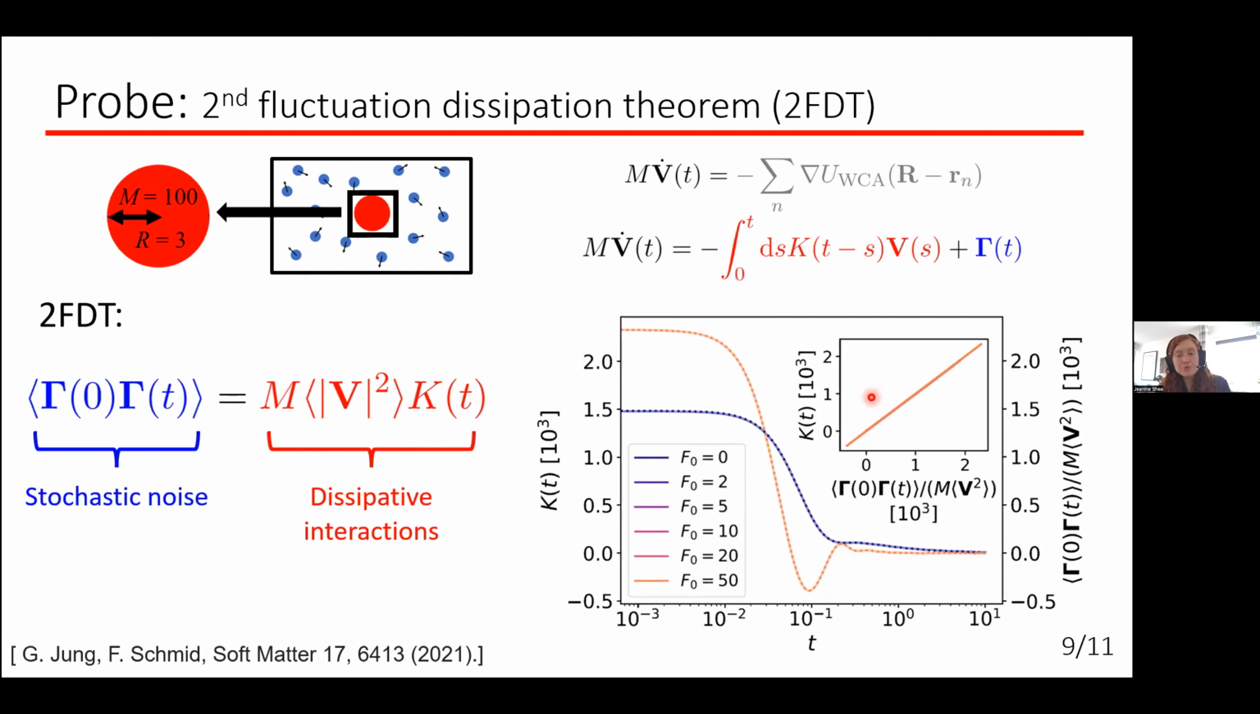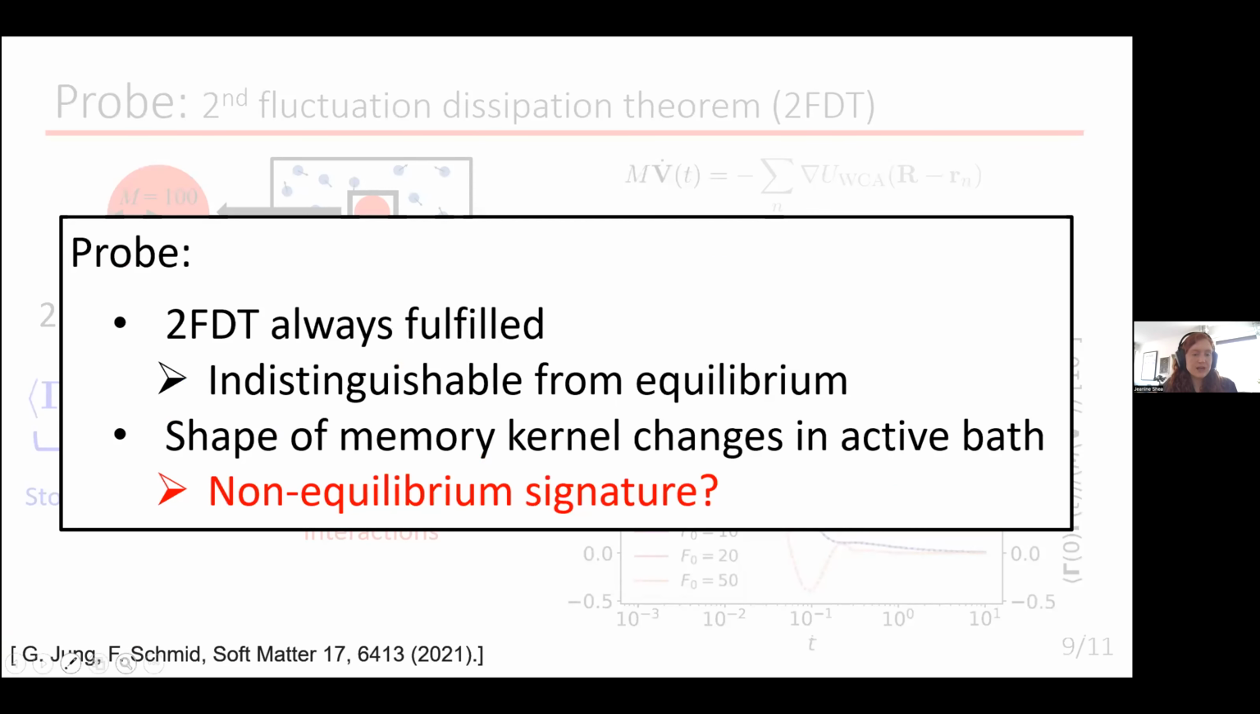We tested this for many different active forces, which is what you see here in this inlay, where on the y-axis you have the memory kernel, and on the x-axis you have the scaled stochastic force autocorrelation function. So we find that the second fluctuation dissipation theorem for the system is actually fulfilled. And what has actually been shown in this paper here is that the second fluctuation dissipation theorem will always be fulfilled as long as you are using certain definitions for your memory kernel and for your stochastic force. So this is indistinguishable from equilibrium, and we can't use the violation of the second fluctuation dissipation theorem as a non-equilibrium signature.